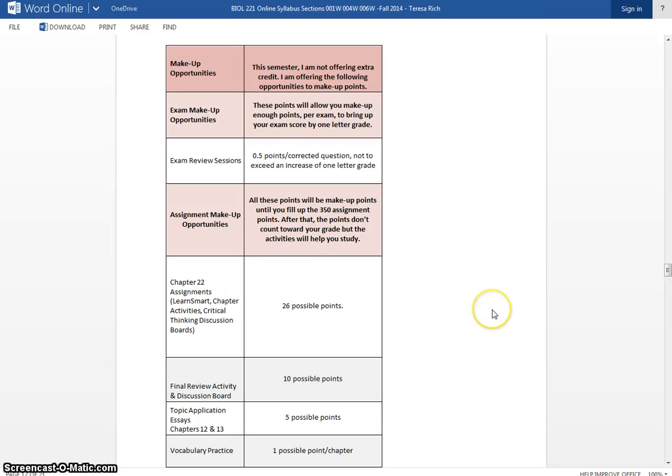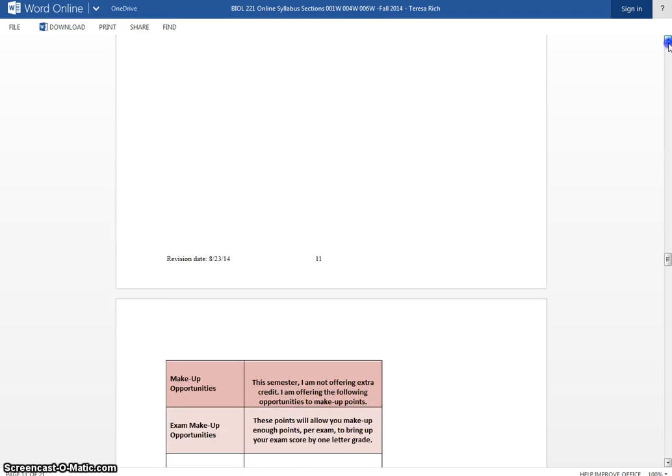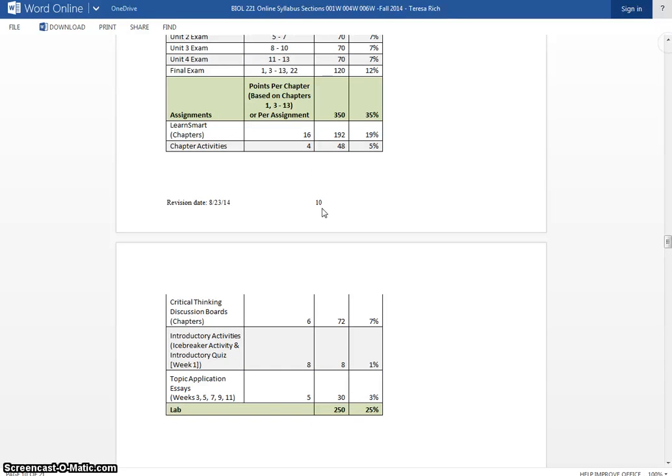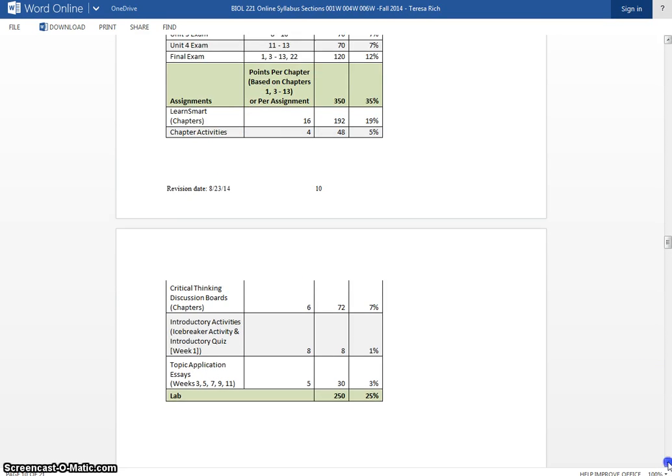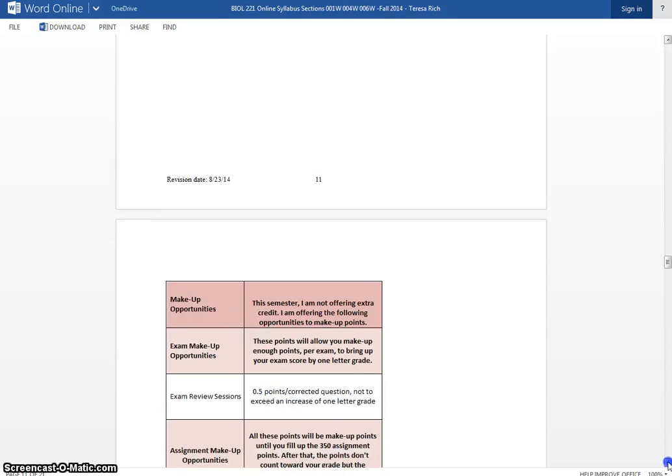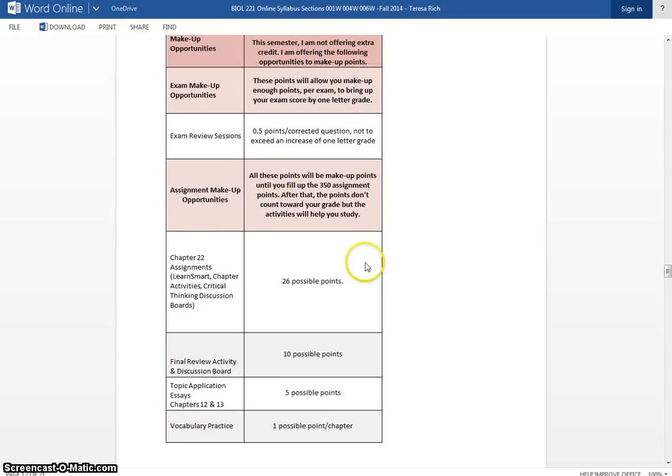For the assignment makeups, basically, when I set up the full points for the assignments, let's go back up to this table, it adds up to 350. That's for the Learn Smart chapter activities, discussion boards, introductory activities, and the topic application essays that I have outlined here and here. So basically, what that means is chapter 22 is extra, unquote. And you can make up the points by doing the activities, the assignments for chapter 22.